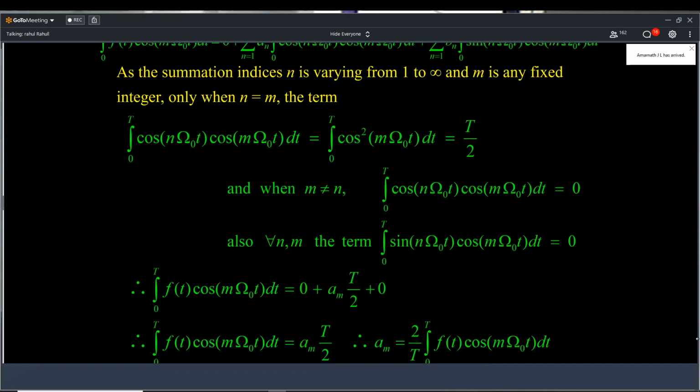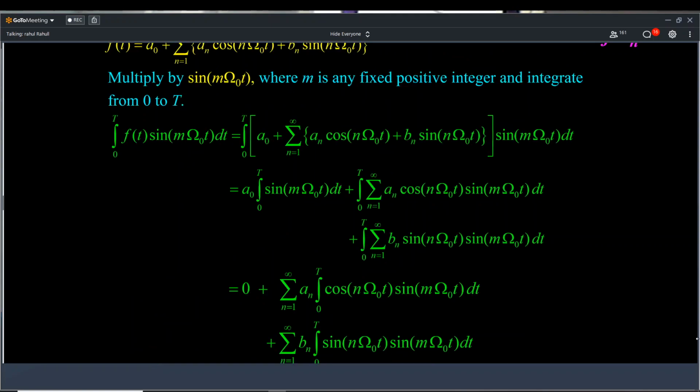Now m is any arbitrary integer, so you can change m to n, and you can say that an is equal to 2 by T integration from 0 to T f of t cosine of n omega 0 t dt. So similarly, you can find out the value of bn.